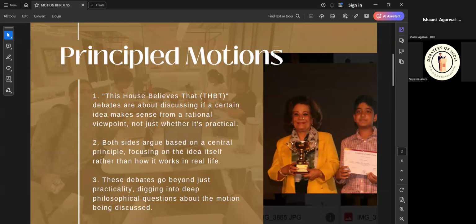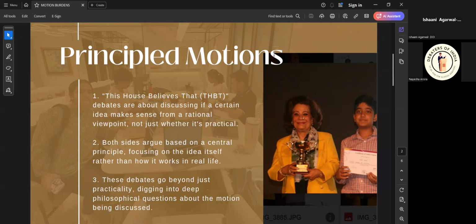So let's understand this via an example. Let's say this house believes that space exploration is a waste. Both sides concede to the fact that one of them says that space exploration is a waste and the other says that space exploration is not a waste. So for example, side opposition can say that we concede to the fact that space exploration has had whatever harms, but today we need the internet, it is a necessity. Hence, sure, some people have had medical conditions as well, but we also got a lot of things without which we could not survive today.